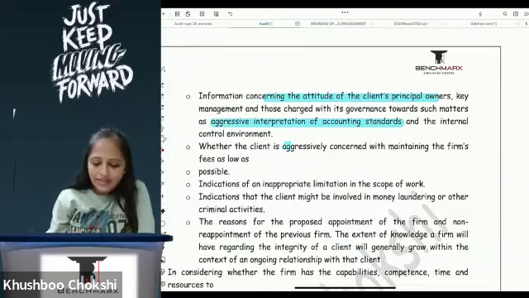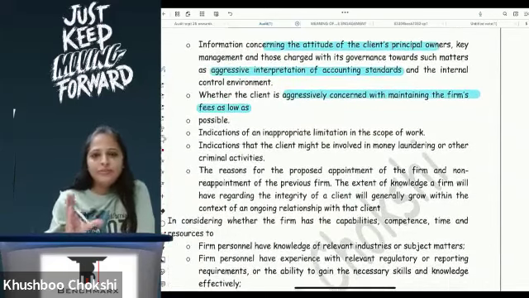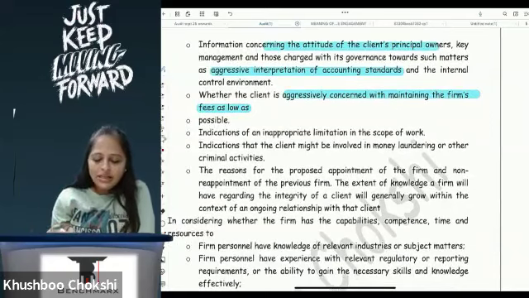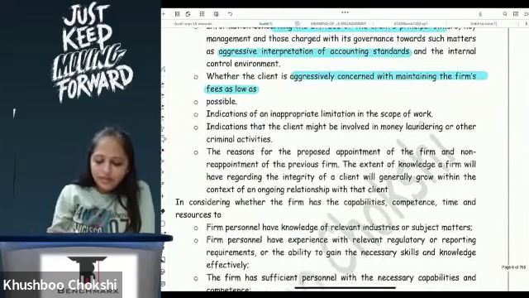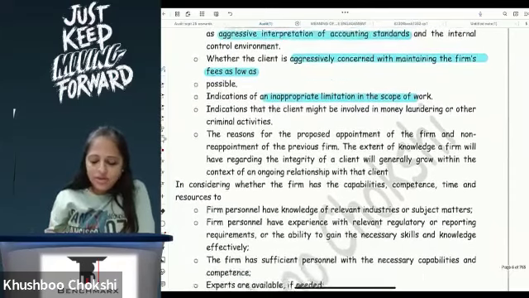The client is aggressively concerned with keeping the firm's fee as low as possible. He's saying do everything, but the fees will be only this much, do it for less, and we will handle everything else. If he said something like that, then again it's a highlight. Okay, why is he doing that? Then inappropriate limitation in scope of work, these are the things you should not be checking, this we will manage on our own. If he said something like that, again it is something which should be highlighted.